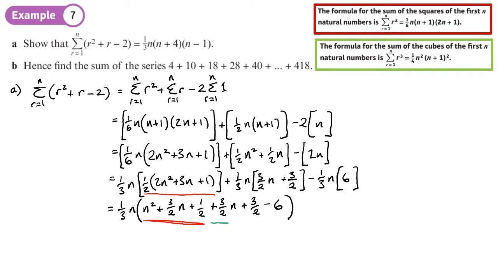This came from the second bracket here, and this came from the third bracket here, because I've taken that third n out as a factor. So putting together the bits in the brackets, I have a third n out, still outside. Then I've got just n squared. Then I can see that I've got 3 over 2n plus 3 over 2n, which is 6 over 2n, which is 3n.